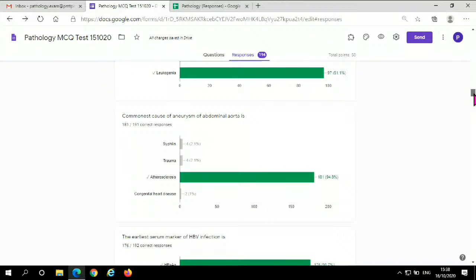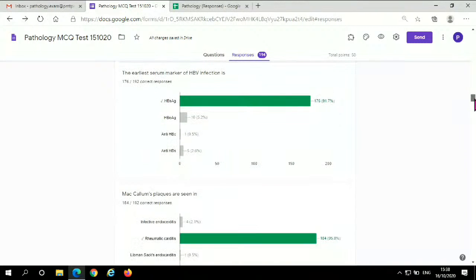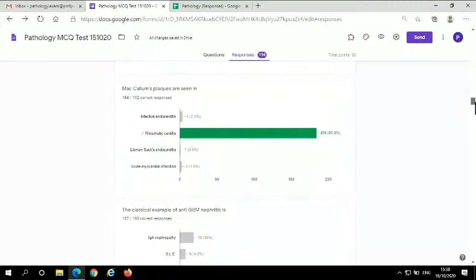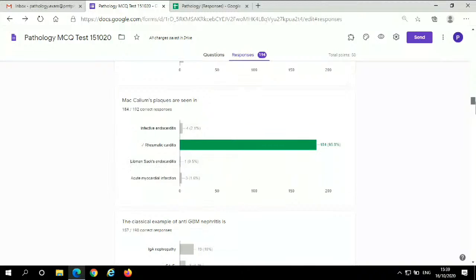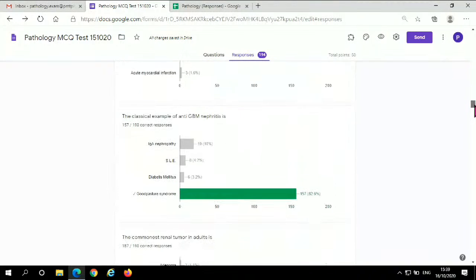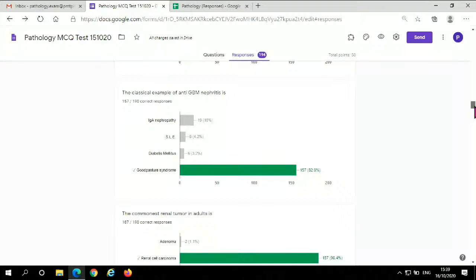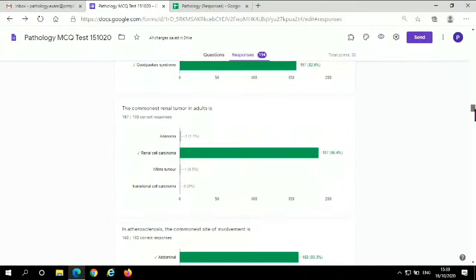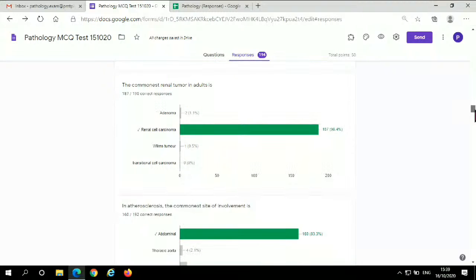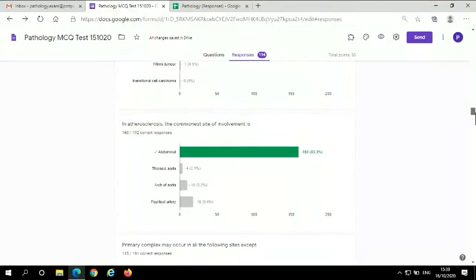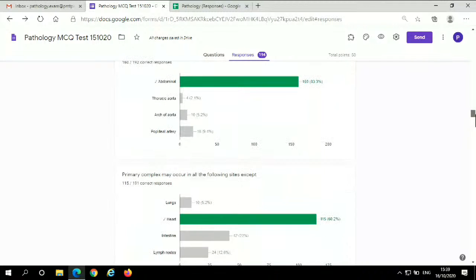Commonest cause of aneurysm, most of you know. Earliest serum marker of HBV infection is HBsAg, that you know. MacCallum's plaques are caused by rheumatic carditis, it is seen in rheumatic carditis, that you know. Classical example of anti-GBM nephritis is Goodpasture syndrome. Good. Commonest renal tumor in adults is renal cell carcinoma. In children it will be Wilms tumor. In atherosclerosis, commonest site of involvement is abdominal aorta.